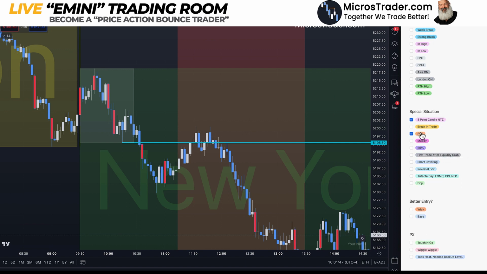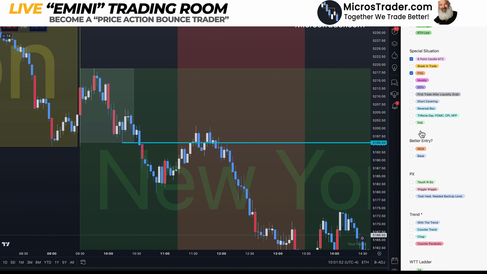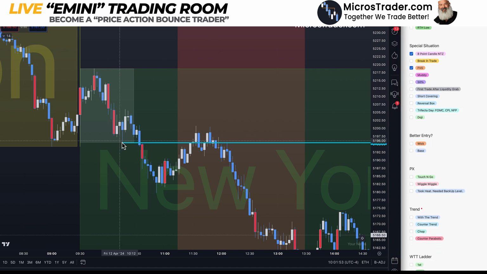It is in a fair value gap. Better entry. Where's the base? I don't even know. See, it's not the prettiest. The base is up here. The wick is here. Let's go to a 1-minute chart.